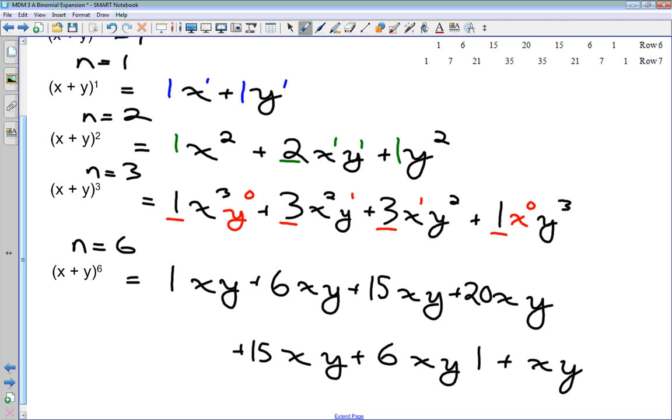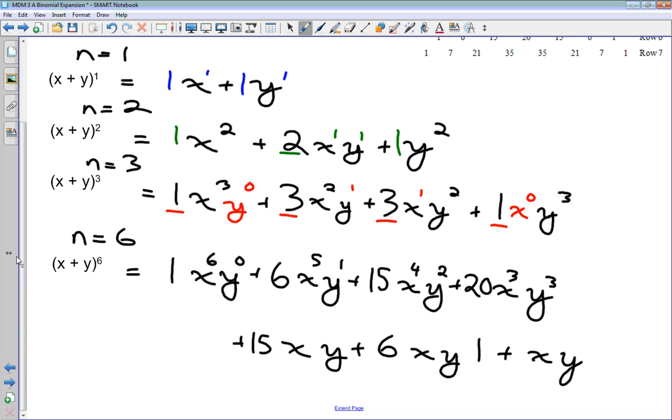And in each one of these terms, my exponents have to add up to 6. So I'm going to start with a 6 and a 0. Then I'm going to go 5, 1. Then I'm going to do 4, 2, 3, 3, 2, 4, 1, 5, and then finally 0 and 6.